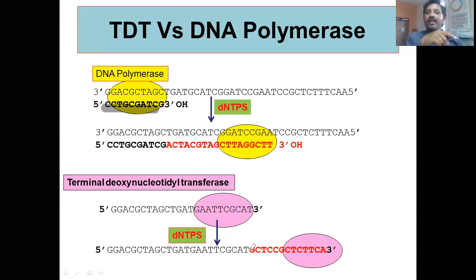template independent polymerase. As of today, this is the only enzyme in nature which can synthesize template independent DNA. All the remaining polymerases require the template. This is the key difference between the terminal deoxynucleotidyl transferase and the other DNA or RNA polymerases.